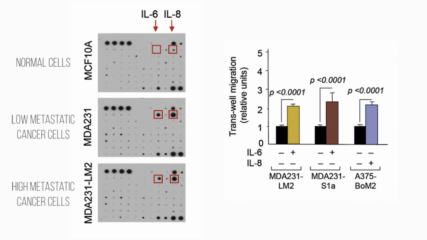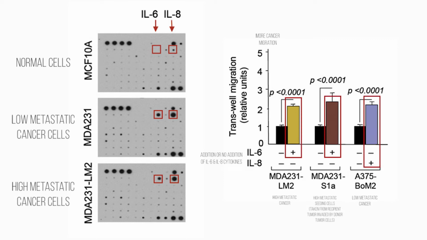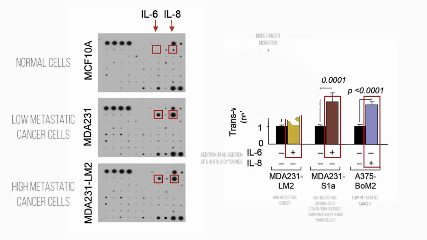And what they find is that there's a greater invasion with the addition of these interleukins. So if it's interleukin 6 or interleukin 8, you're going to see more metastatic potential in the cells because of the addition of just these cytokines.